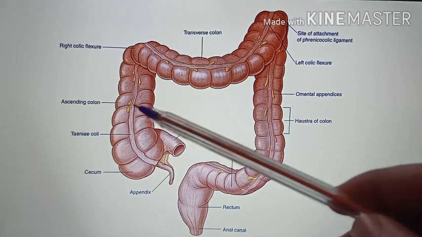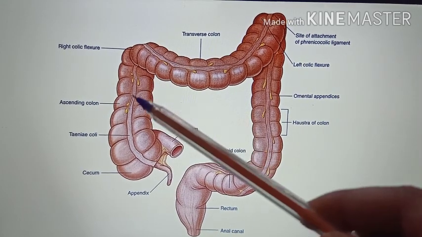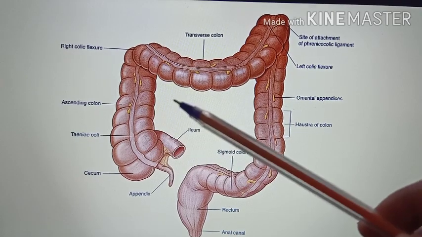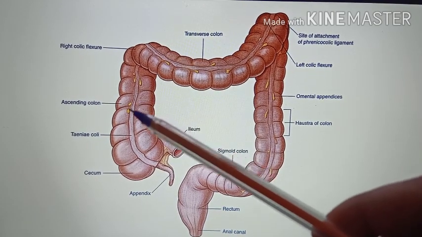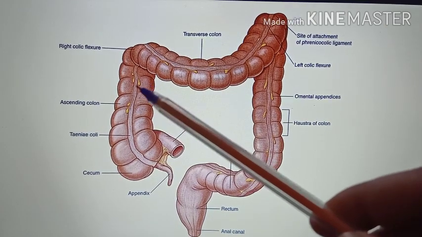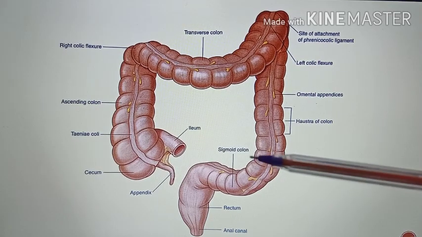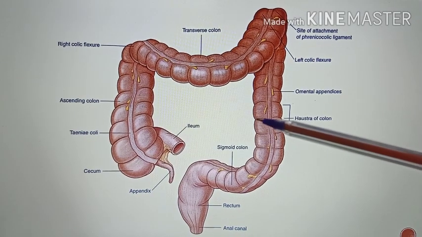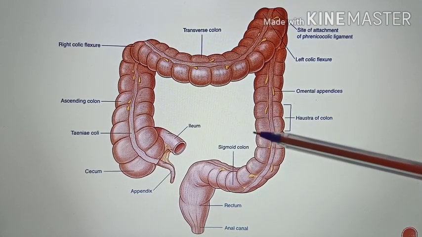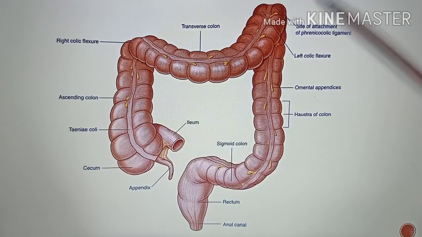So this is the taeniae coli, that is the longitudinal band of muscle fibers. Then these are the fat filled pockets and they are called the appendices epiploicae. Then also you can see here all these are like saccules. They are called sacculations or haustrations. So in the rectum, all these features are absent.